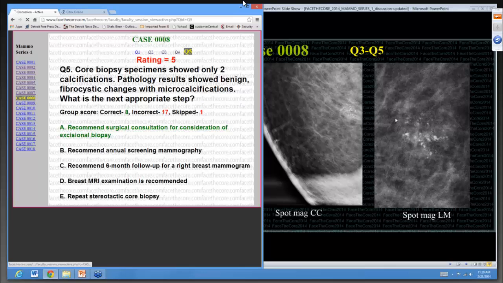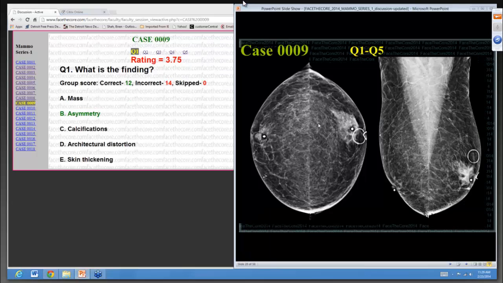As far as case number 9, we have craniocaudal and mediolateral oblique views of both breasts, and this is a palpable abnormality that's seen. And what we have is this round skin marker is that of a mole, and the triangle is a palpable abnormality. And the markers, or these radiopaque BBs, are the nipple markers placed on the nipple.